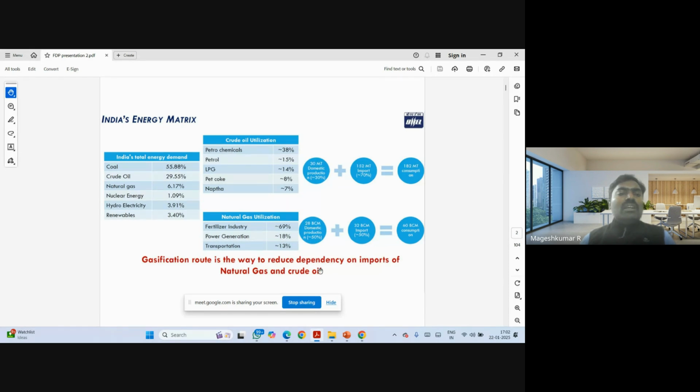If you see, coal is contributing around 55% of the energy demand. Crude oil is 29%, natural gas 6% respectively, which is notified here. In this, of the energy demand that coal provides, 80% of the coal is mined in India, and 20% of the coal is imported.